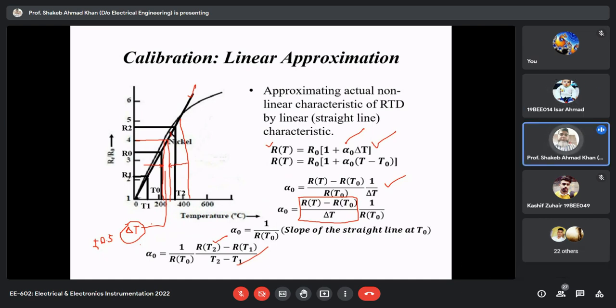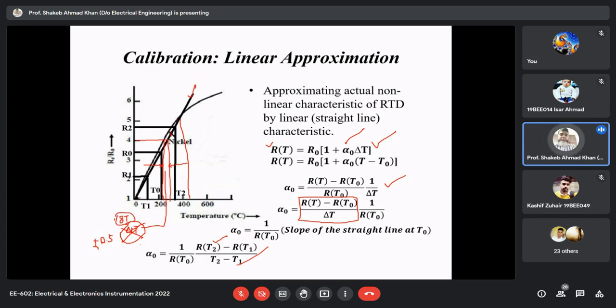Don't get confused with this and that. You can make it del T. Don't get confused. That delta T in the expression is not this T. This T is basically error. Don't get confused with that. This is not that delta T. Okay, this is your error.